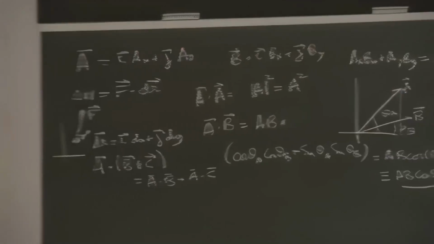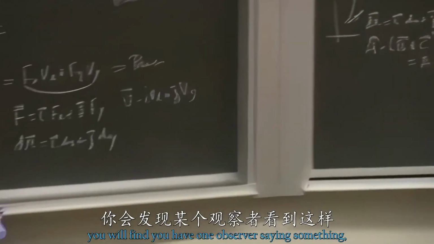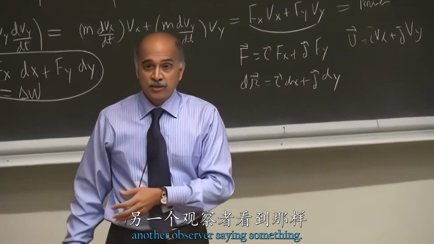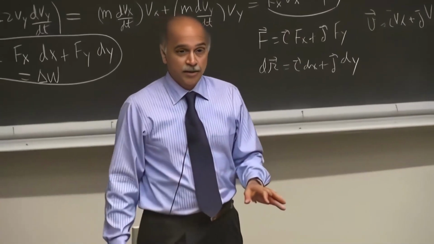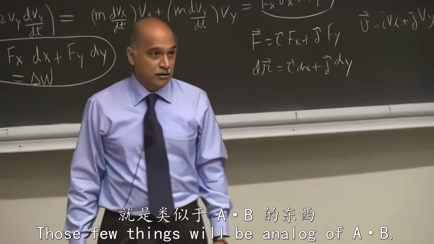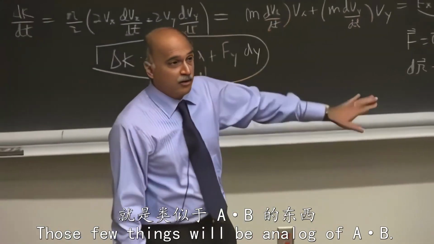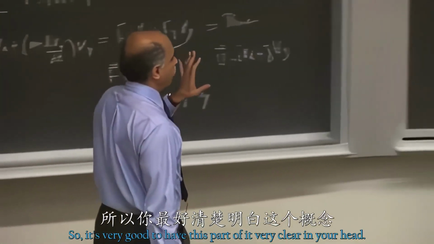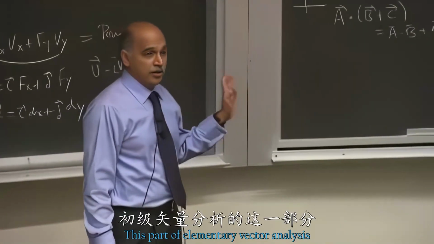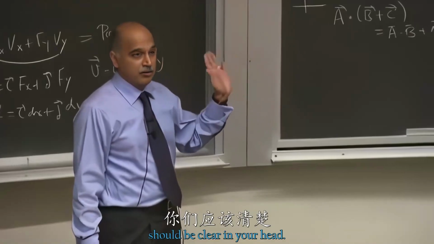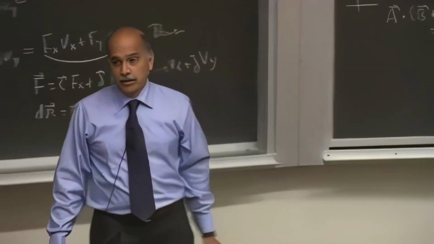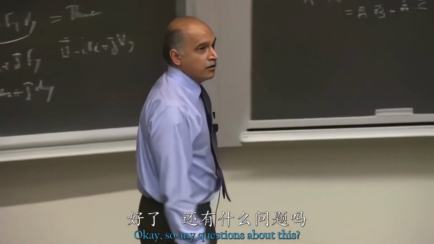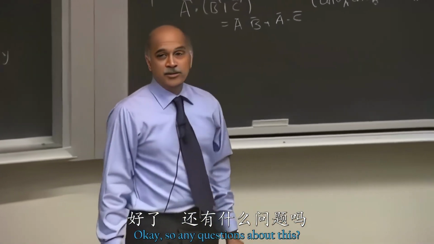This is a very important notion. When you learn relativity, you will find one observer saying something, another observer saying something else. They will disagree on a lot of things, but there are a few things they will all agree on. Those few things will be the analog of A dot B. So it's very good to have this part of elementary vector analysis clear in your head. Okay, any questions about this?